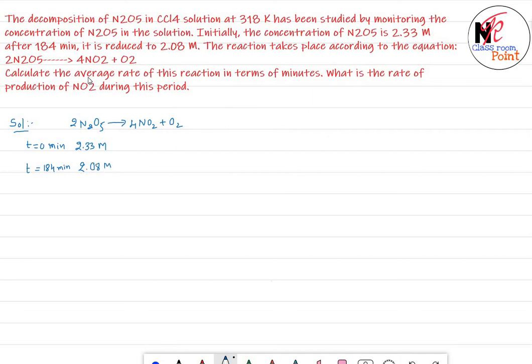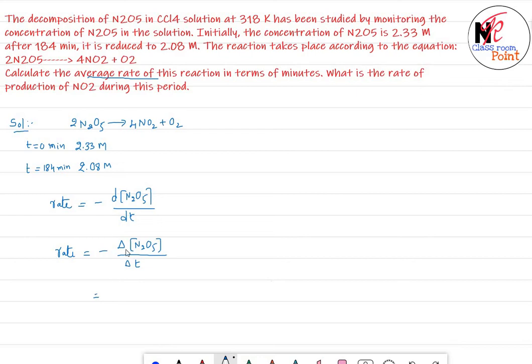They are asking about the average rate of this reaction. It is very easy to find out. The rate of this reaction with respect to the reactant equals minus d concentration of N2O5 divided by dt. Whenever we use d, it stands for the small difference or instantaneous rate, so if you get confused, you can take delta also for average rate: delta concentration of N2O5 divided by delta t, the difference in the time.